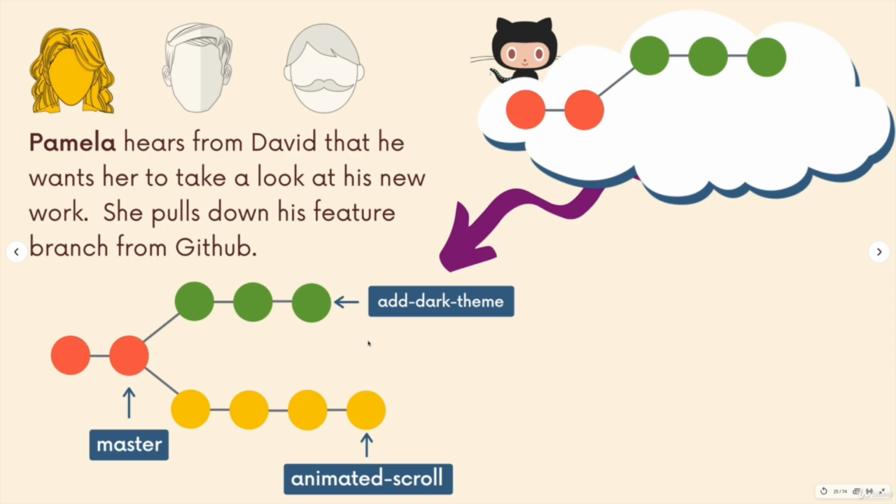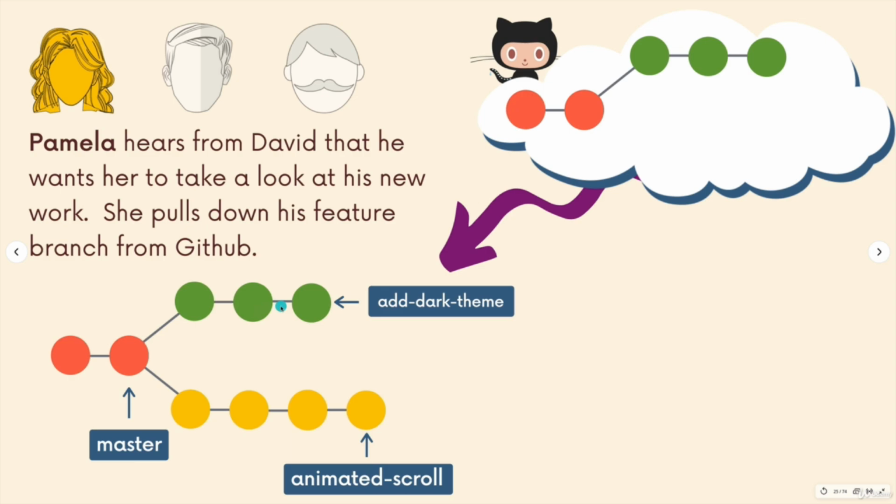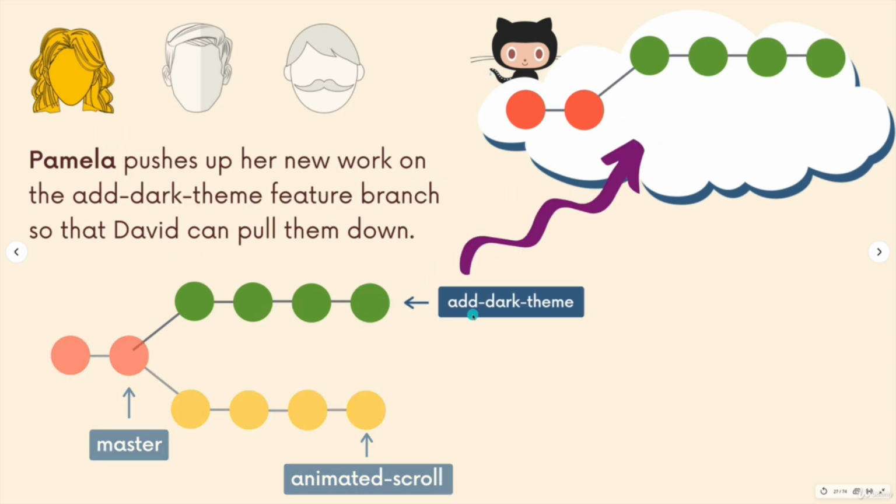So we've seen how to do that, how we can switch to a remote branch. We can fetch to see if there are new branches that we don't have and then switch to them. So she gets his feature branch down, add dark theme, and it doesn't pollute the master branch. It doesn't pollute her animated scroll. They can coexist side by side. So she takes a look, she makes a couple of improvements. She even adds her own commits on the same feature branch. So it was 3, now it's 4 commits. So she pushes those up.